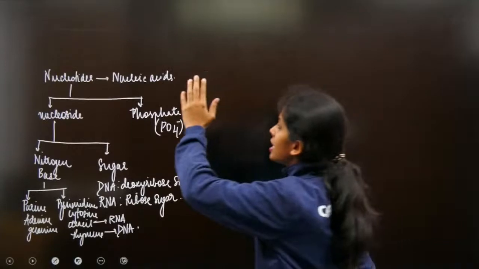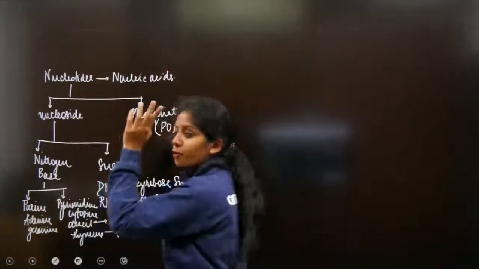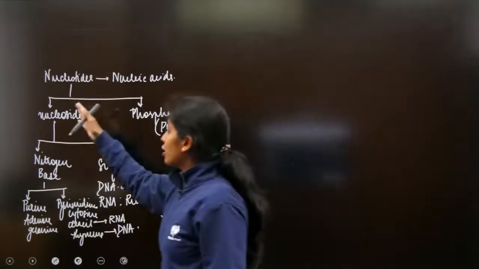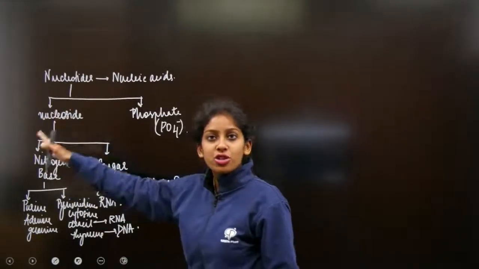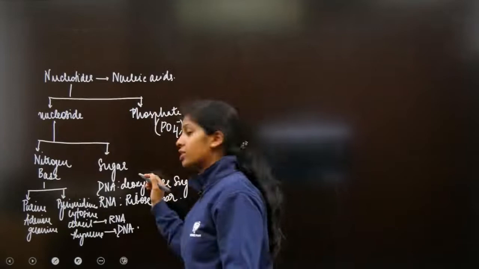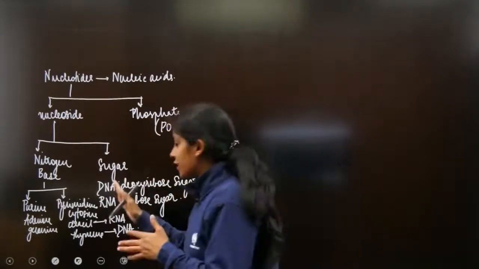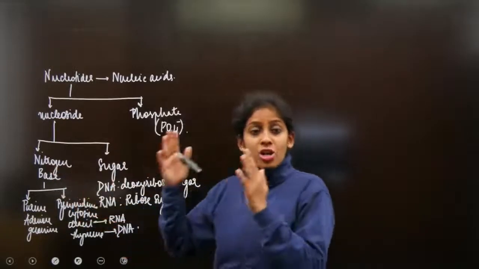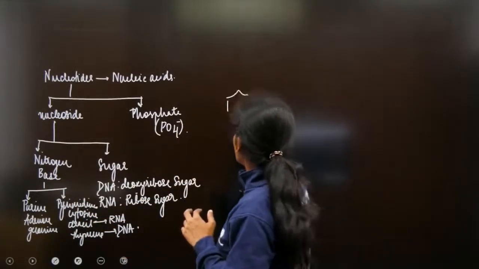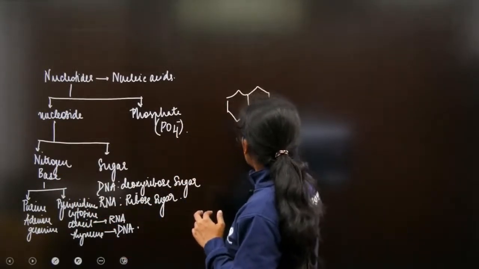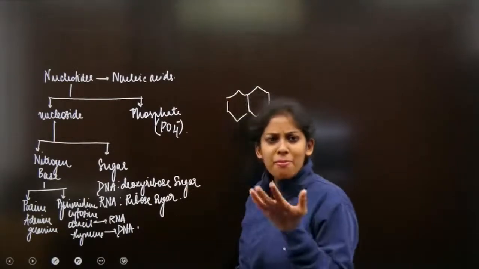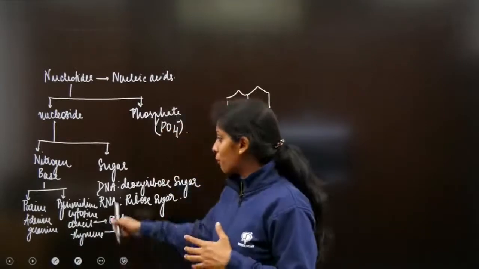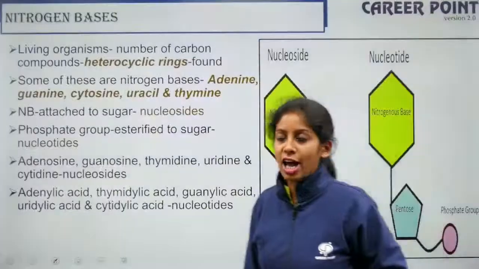Fine. So this is about your nucleotides. It's made up of two components. One is nucleoside, the other one is phosphate. Your nucleoside is divided into nitrogenous base and sugar, in case of DNA it is deoxyribose sugar. In case of RNA it is ribose sugar, and the nitrogenous bases are purines and pyrimidines. Purines are double ring-like structures. So these are your purines, and pyrimidines are single ring-like structures. Adenine and guanine are your purines; cytosine, uracil and thymine are your pyrimidines.